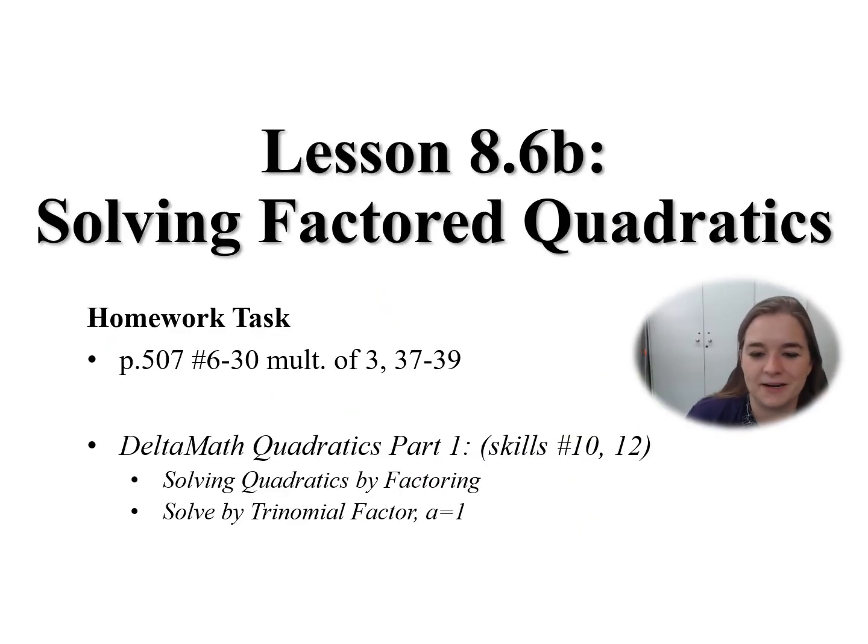Alrighty, that's it today for 8.6. So now your homework task is 6 through 30, multiples of 3, and then numbers 37 through 39. Not a super long one here, but I want you to take your time. Be careful with those positives and negatives.